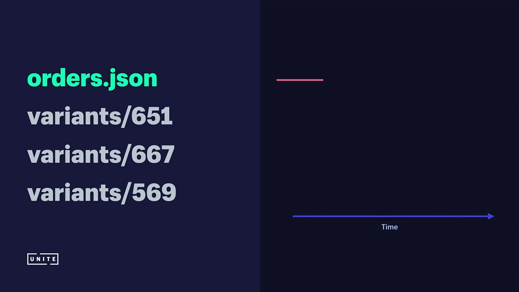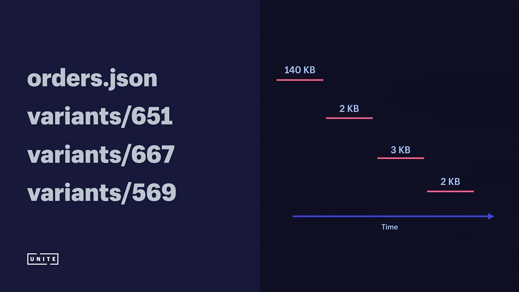Another challenge is the amount of time spent making these API requests. First, we have to call the orders endpoint, and some amount of time elapses. Only once the call to the orders endpoint is completed can we make the call to the first variant endpoint, and some more time elapses. And we call the next variant endpoint, and more time elapses. And we call the final variant endpoint, and even more time has elapsed. And what we have here is a waterfall diagram showing quite a lot of time spent making API requests.